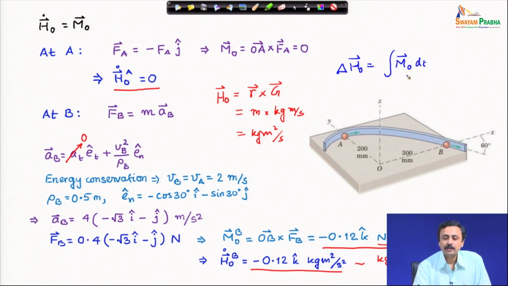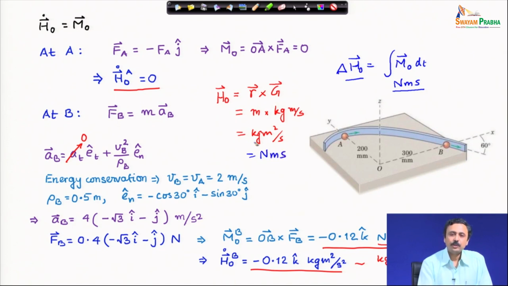From here also you can find the units of angular momentum. Newton meter is the unit of moment and second is the unit of time. When you integrate, it is moment times time. Therefore, H also has the unit Newton meter second, which you can change, Newton to kg meter per second square, and get the same unit. Therefore, you can find this angular momentum being expressed in various kinds of units.